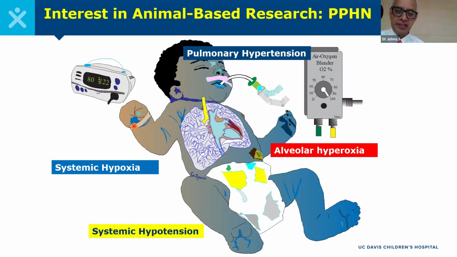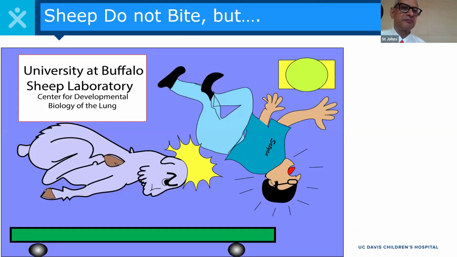And for this reason, managing these babies is quite challenging, because if you give this baby some dopamine, the dopamine increases systemic blood pressure. It also increases pulmonary blood pressure. So we don't have selective agents. The only selective agent we have right now is inhaled nitric oxide. And for that reason, that's used quite a bit in the US for this purpose.